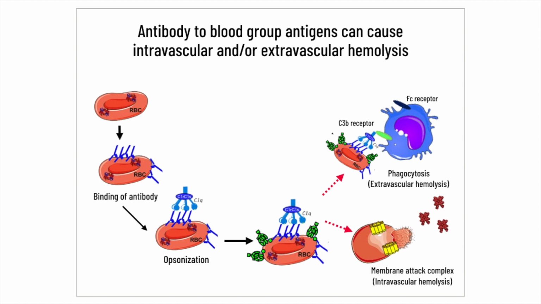If the antibody does not fix complement, opsonized red blood cells will move to the RE system and are also phagocytosed by phagocytic cells, but through the Fc receptor, resulting in extravascular hemolysis.